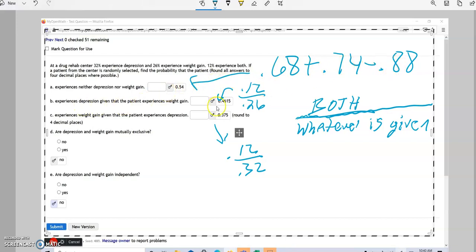you get 0.54. The formula for "given," in a problem like this, is both divided by whatever is given. So 0.12 experience both, divided by whatever is given, in this case weight gain, 26% weight gain. So 0.26 to get 0.4615. And then both, 0.12, divided by, given that the patient experiences depression, which is 0.32. They are not mutually exclusive and they are not independent.